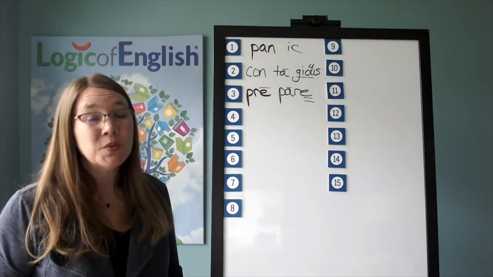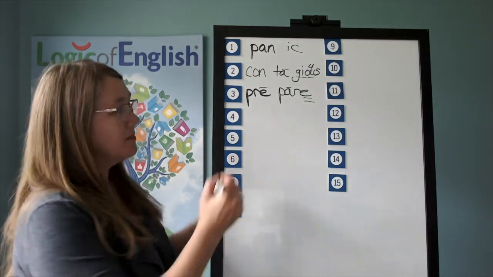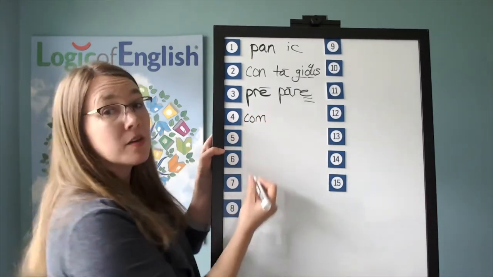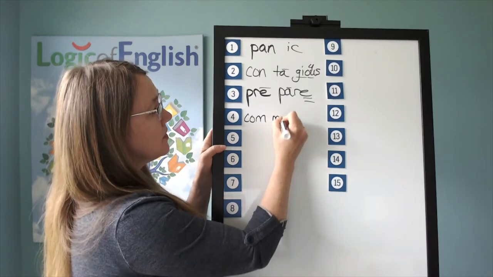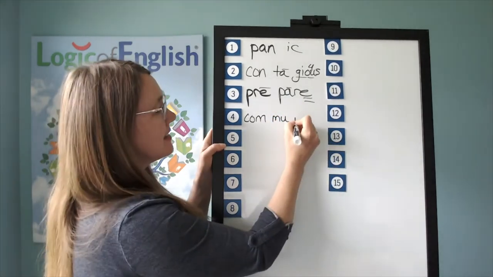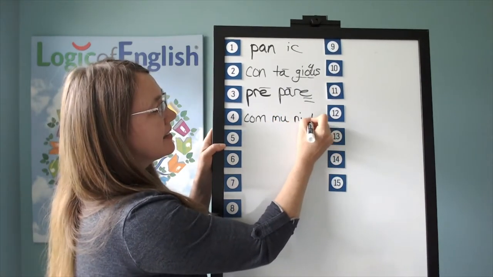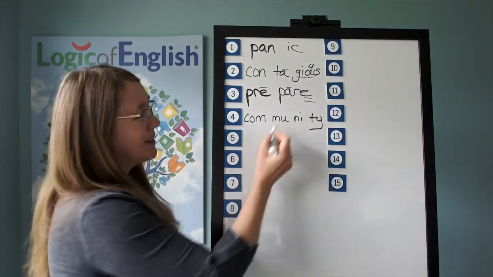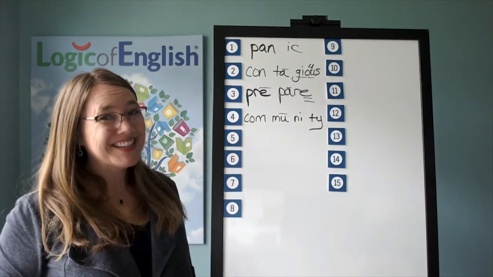Community. Help me to write it. K-A-M, M-U, N-E, T-T-E. And how will we mark it? We'll put a line over the U. Why did it say its long sound?